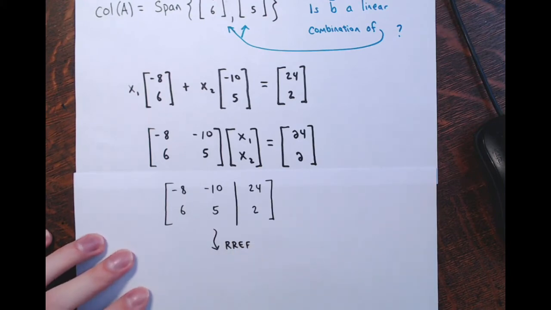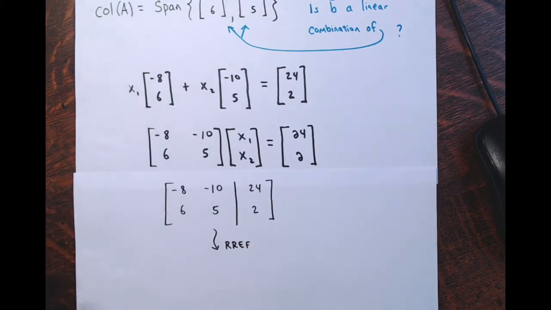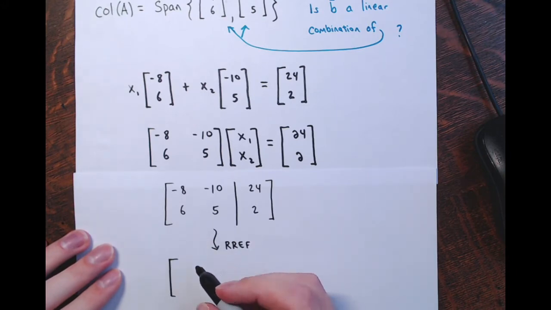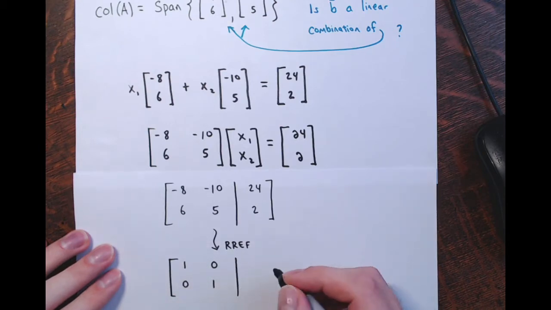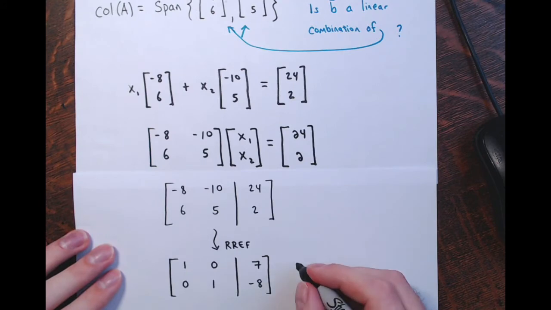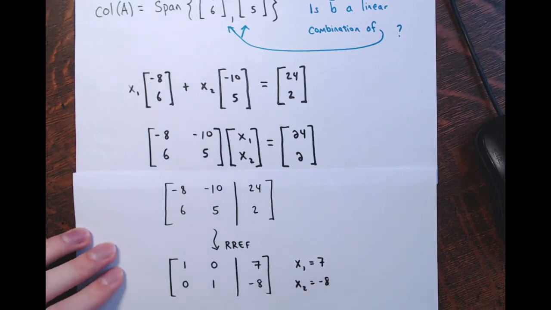Now I'm looking at the page from the example. This has already been done. You can have the calculator do it, or do it by hand, do some elementary row operations. It's only 2 rows, it wouldn't be that hard to do, but just to save time, I'll jump to what they have here. So in reduced row echelon form, we're seeing a solution: x1 equals 7 and x2 equals -8.